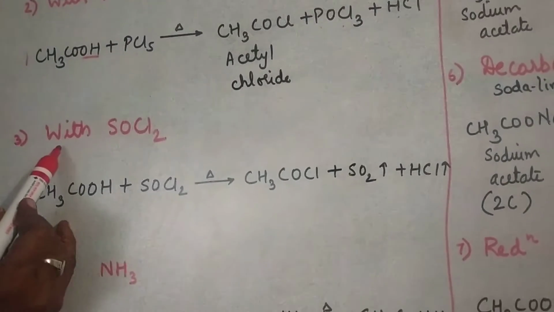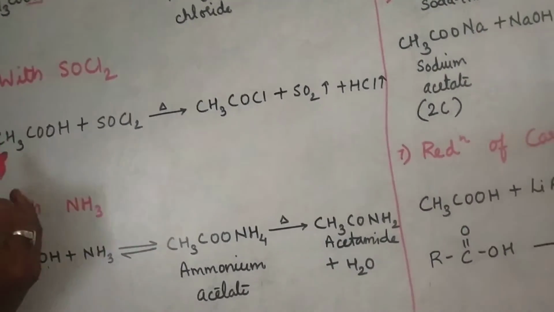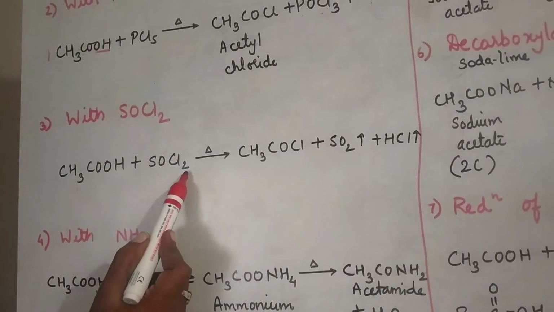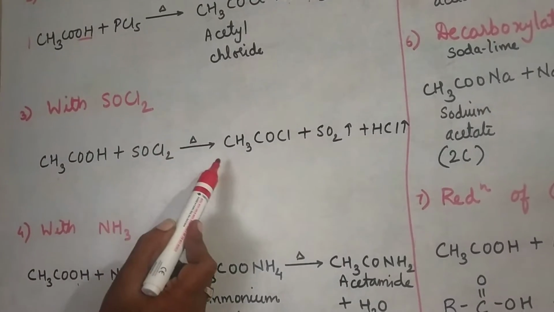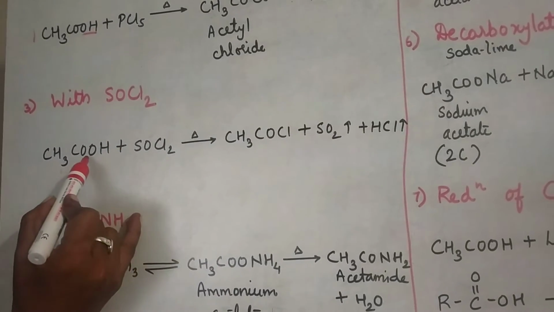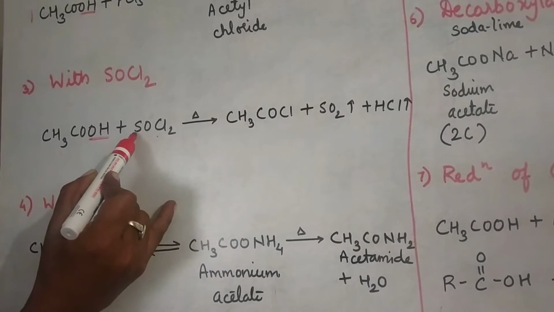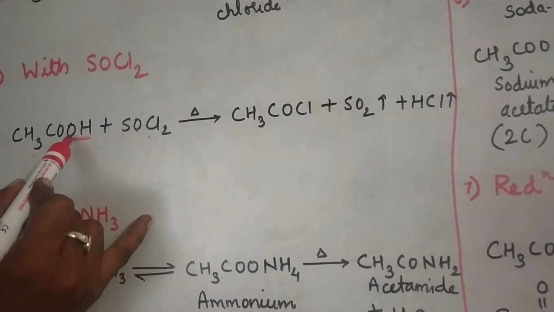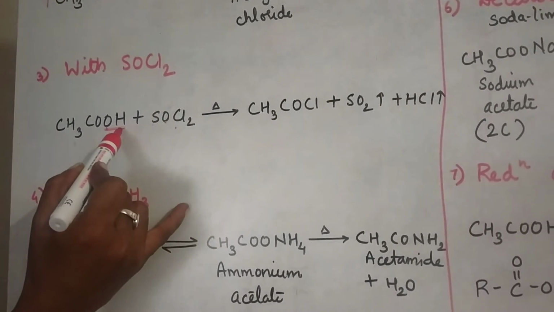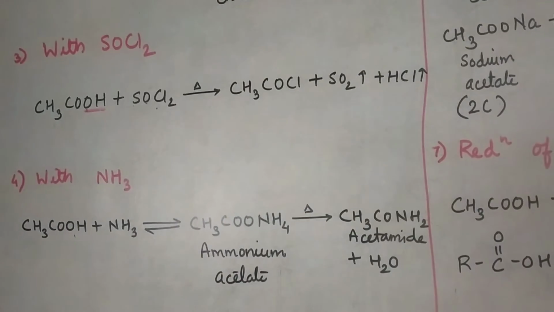Next is reaction with thionyl chloride, SOCl2. So acetic acid reacts with SOCl2. Temperature is required here. It forms again acetyl chloride, CH3COCl. OH gets replaced again by Cl. Along with that, there is formation of SO2. From OH, oxygen combines with SO to form SO2 and HCl. The remaining Cl combines with H and forms HCl.